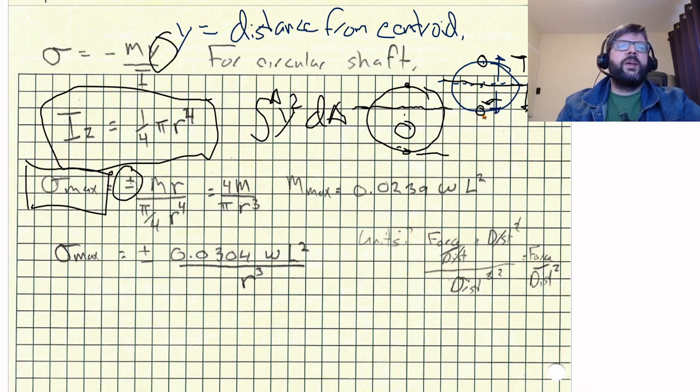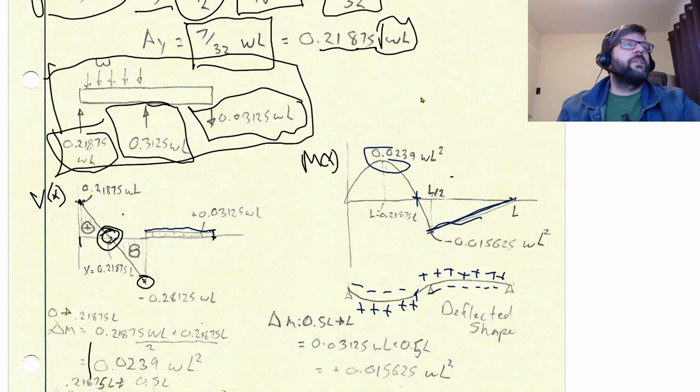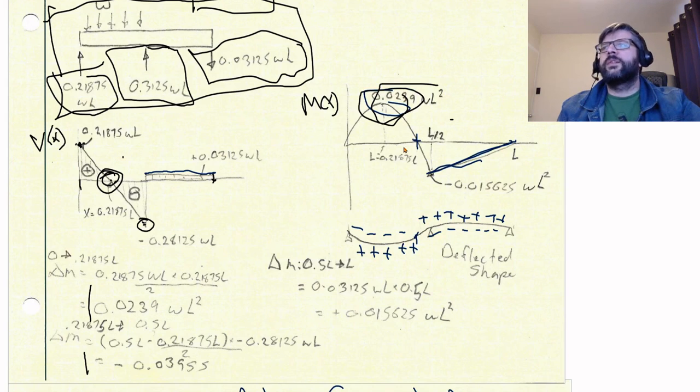So plus and minus Mr over Iz, so pi over 4 r to the fourth, which, rearranging stuff around, moving the 4 to the top, and canceling out the r on the top with the r to the fourth on the bottom, gives us 4M divided by pi r to the third. Again, our M, the maximum M that we have, we got that value there. That's the maximum magnitude of the bending moment on our graph.